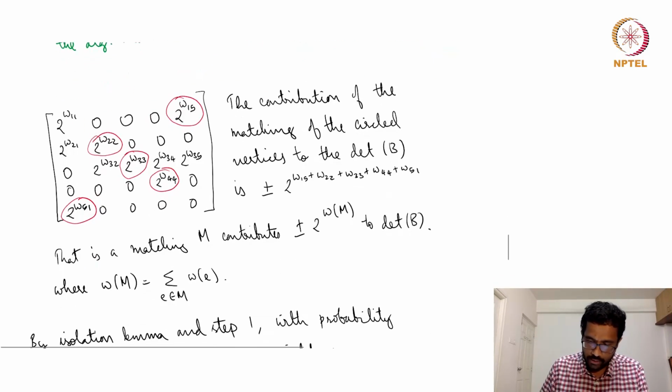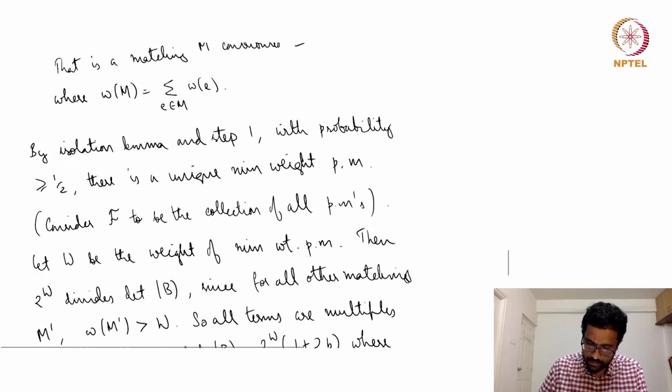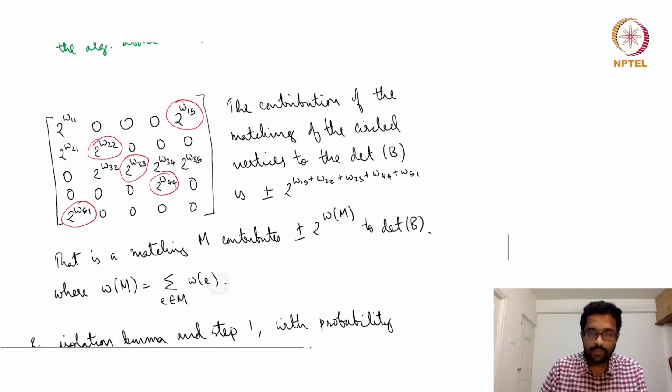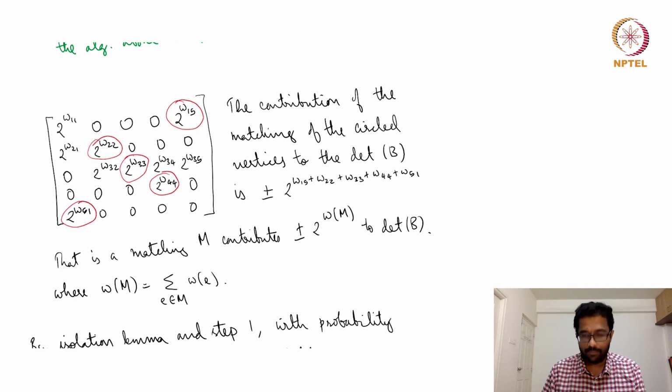Now for the rest of it, please assume that there is a unique min weight perfect matching, and we will see how the algorithm outputs that same matching. Consider this matrix here, the same matrix B, and consider the circled edges. There are 5 circled edges, and these form a perfect matching. Now this contributes to the determinant. This is one permutation.